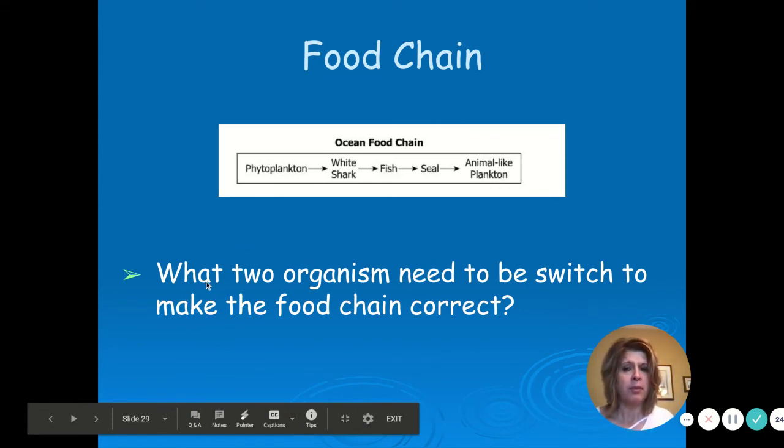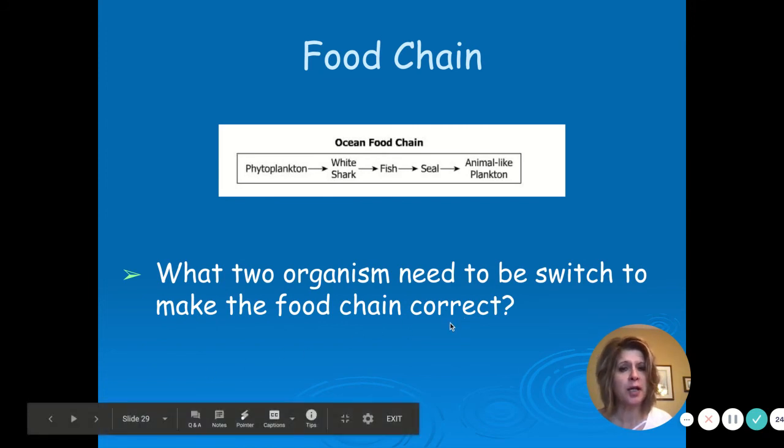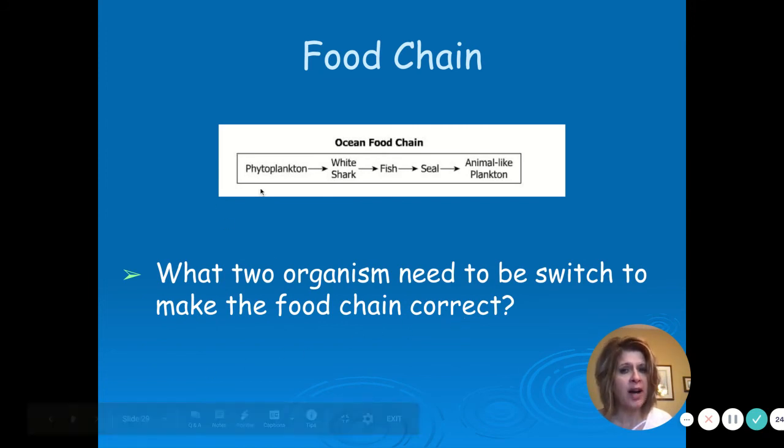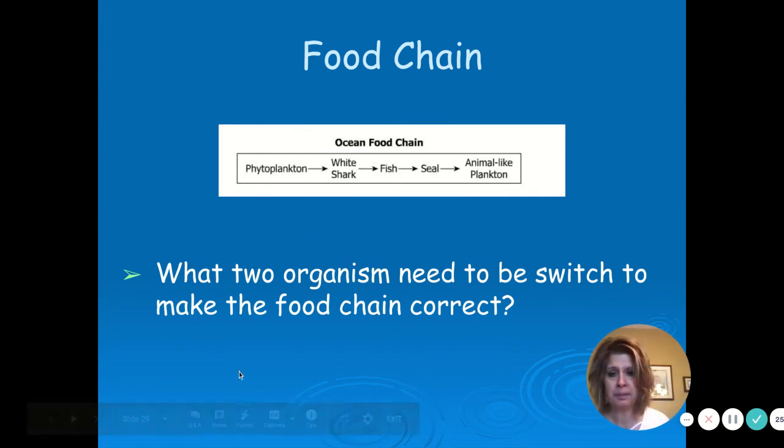Look at this diagram here. What two organisms may be switched to make the food chain correct? Phytoplankton is eaten by a shark. Do sharks eat plants? Nope. I think we need to move the animal-like plankton over here to the phytoplankton and the shark over here where they are. Because a zooplankton is a herbivore that eats producers. This is an old SOL question.